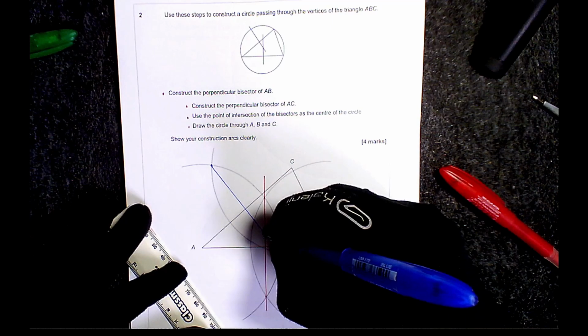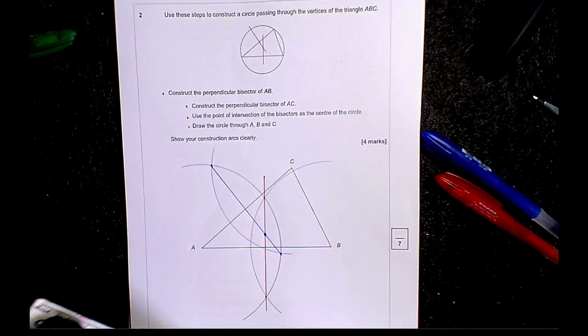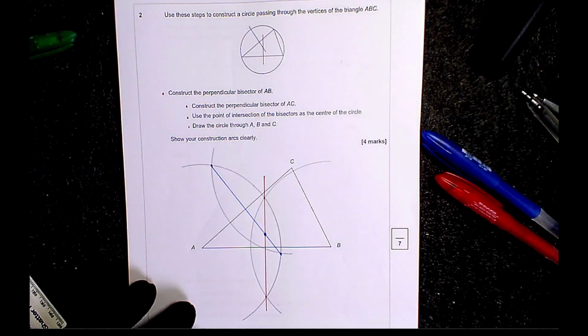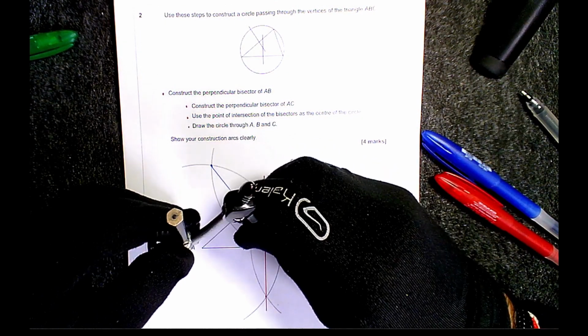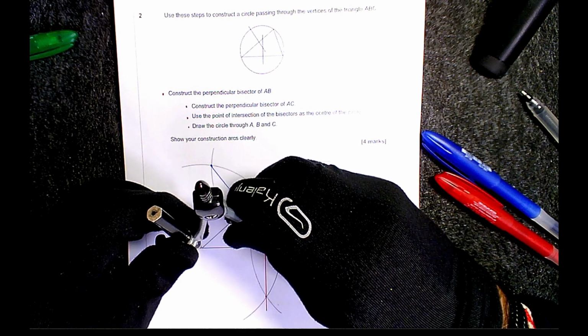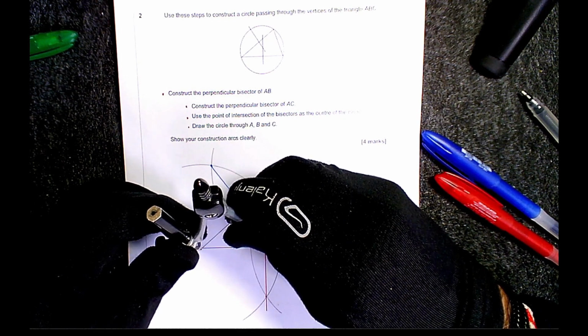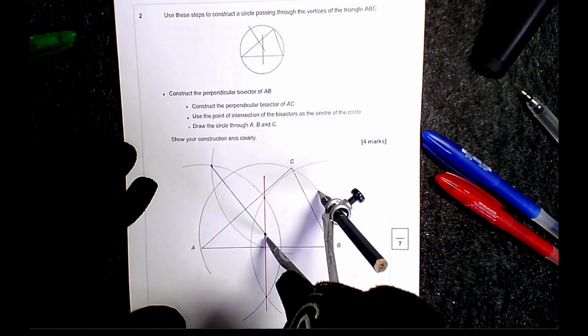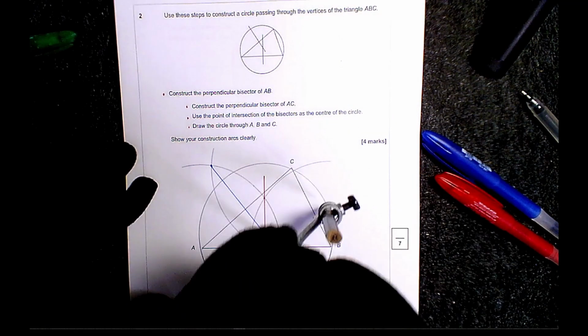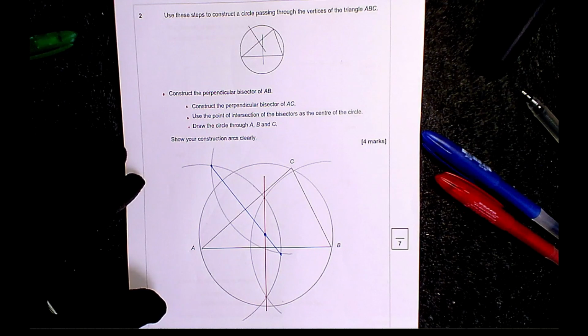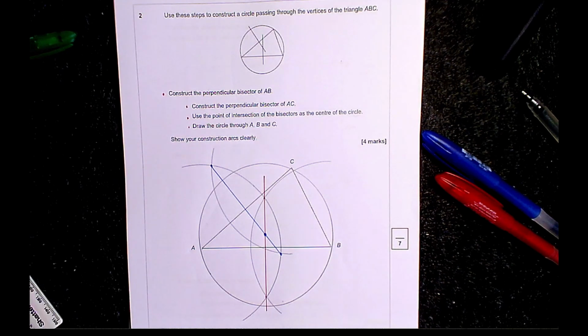Now the question then says, using the intersection point of those 2 perpendicular bisectors as the centre of a circle. So then what I'm going to do is put the pin on that point. I'm going to put the pencil on A, and what I should find is while I'm swinging the pencil around, it should go through C and B, which it does. And then just need to complete the circle. So you should end up with something that looks like that.